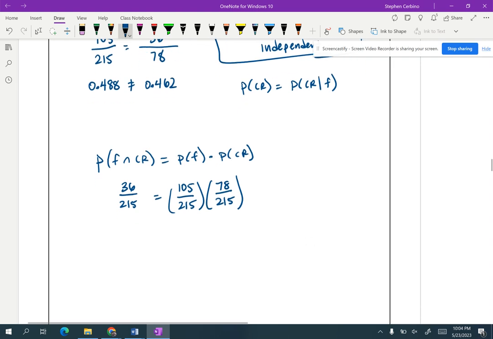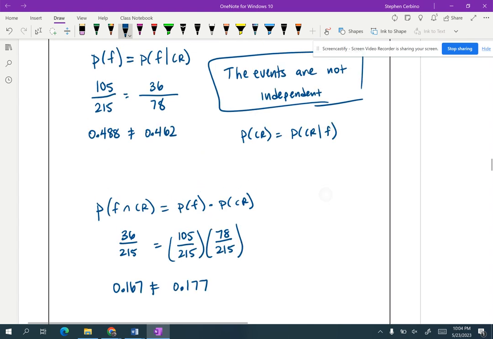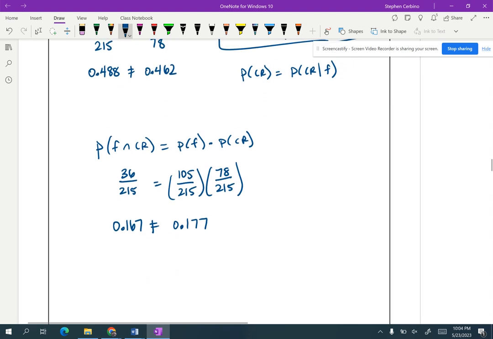If we multiply those two decimals out and figure out what 36 over 215 is, we can see that the decimal 0.167 is not the same as the decimal 0.177. And then we'd say the same sentence, the events are not independent. All right, remember, independent events, these things would come out to be equal. Since they're not equal, they're not independent.